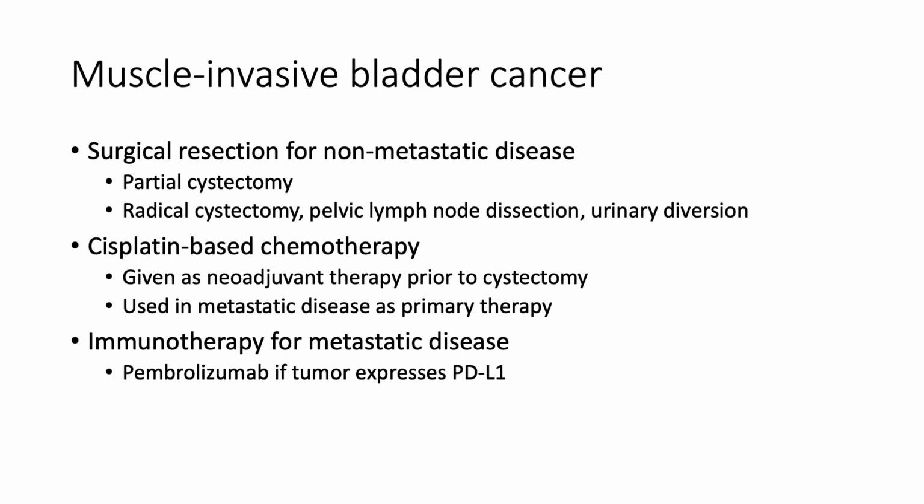If they have metastatic disease, this is going to be your primary treatment. Some patients will also receive immunotherapy for metastatic disease, especially if their cancer tumor expresses PD-L1. You can use pembrolizumab or some of the other checkpoint inhibitors.